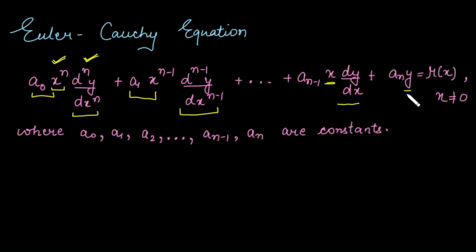And the last term is y, and in this case we are not taking any derivative, so it has no coefficient of x. If we have a differential equation of this form, such differential equation is called as a Euler-Cauchy equation.